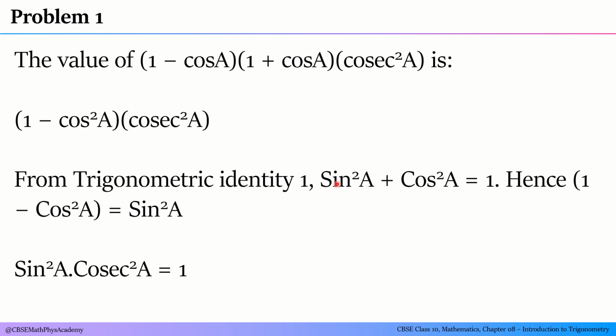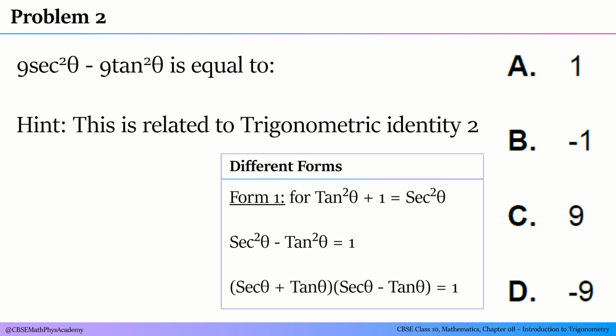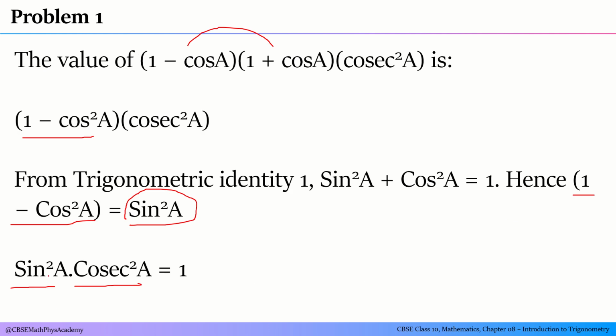from trigonometric identity 1, you would say that sine square A plus cos square A is equal to 1. Hence, 1 minus cos square A is equal to sine square A. You are going to multiply these two: 1 minus cos A into 1 plus cos A is 1 minus cos square A. And from identity 1, you know 1 minus cos square A is equal to sine square A. So you substitute that sine square A here, into cosec square A. Sine square into cosec square: cosec is the inverse, equal to 1 by sine. So sine square by sine square is equal to 1.